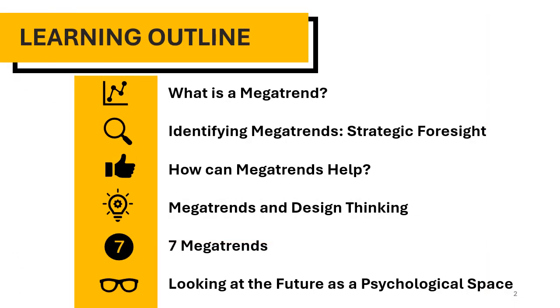Today, we'll be going through what a megatrend is, how we identify them, how they can help, how they fit into design thinking, and we'll be going through the 7 megatrends that the report from the CSIRO has identified. And then we'll be starting to think about how we can look at the future and how we can fit megatrends into our design thinking process.